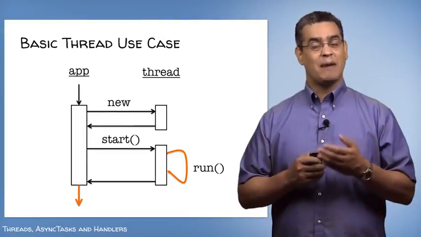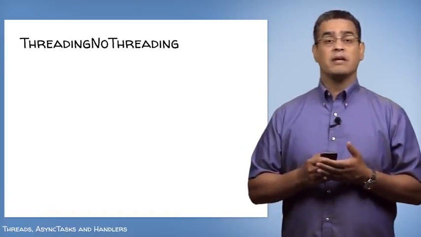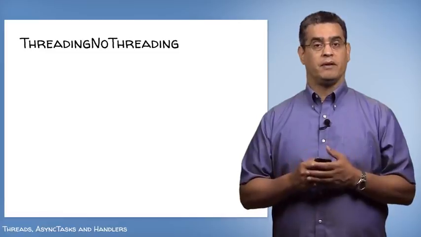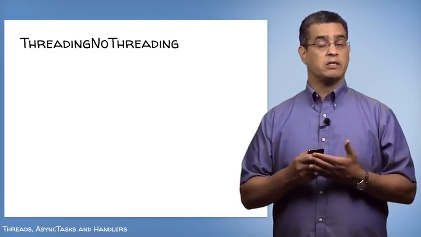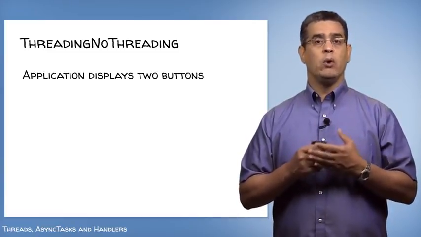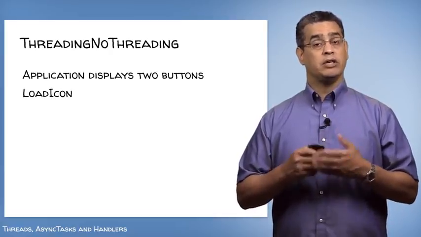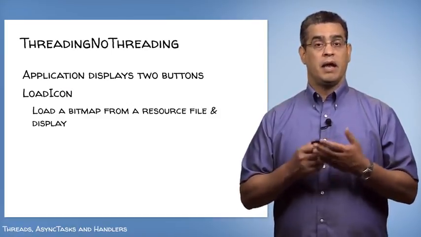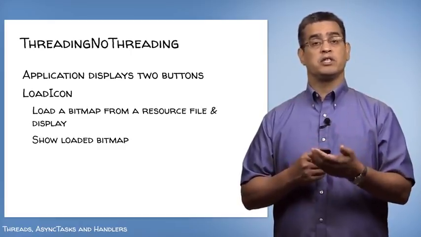So let's look at an application in which threading would be helpful. The first application that we'll discuss in this lesson is called Threading, No Threading. And as you'll see in a second, the application displays a simple user interface with two buttons. The first button is labeled Load Icon. When the user clicks on this button, the application opens and reads a file containing a bitmap. And once that's done, it shows the just loaded bitmap on the display.